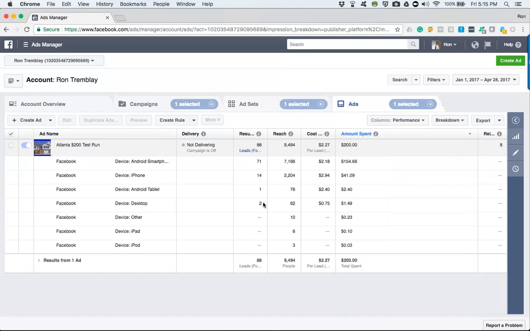I mean, two of them at 75 cents each. That's a killing, right? But unfortunately, there just weren't that many people in the reach that it got in front of, right? Only 62 folks. So segmenting our audience to only go for desktop is going to be kind of rough, right? Now, segmenting our audience to only go for mobile is the way that you want to go.